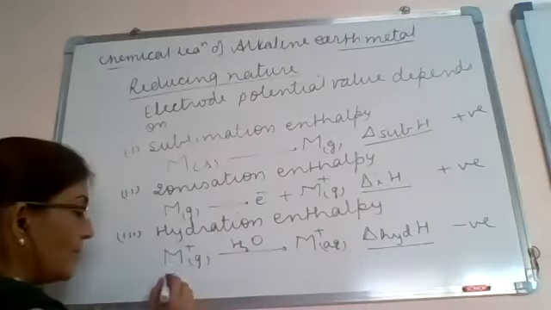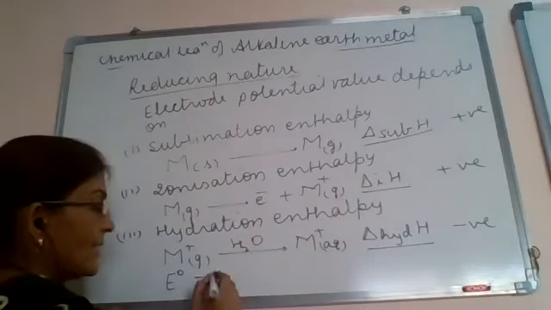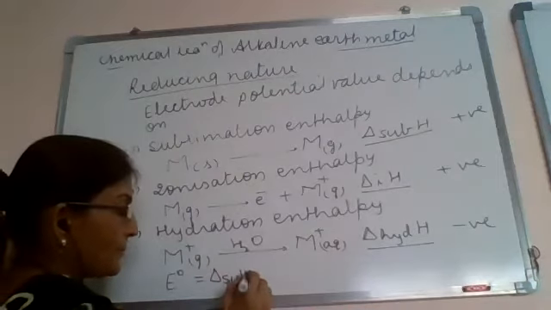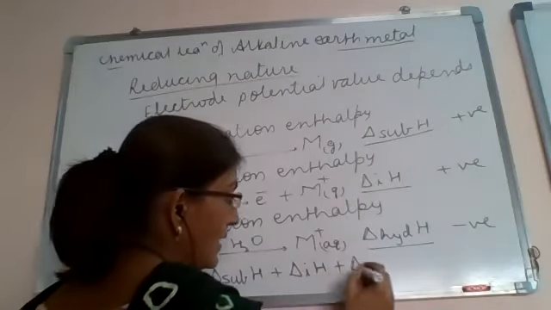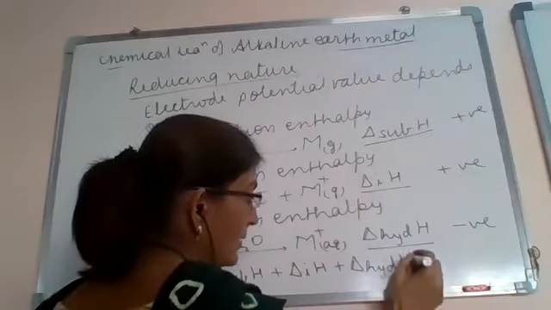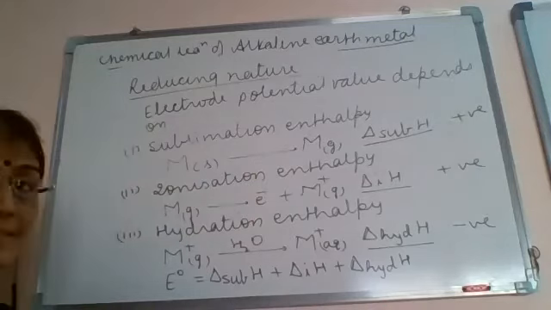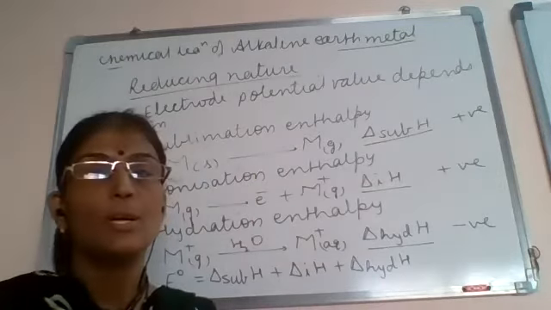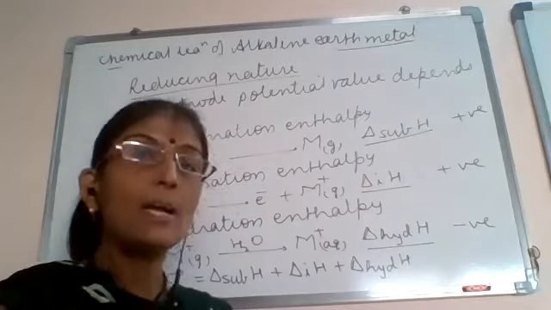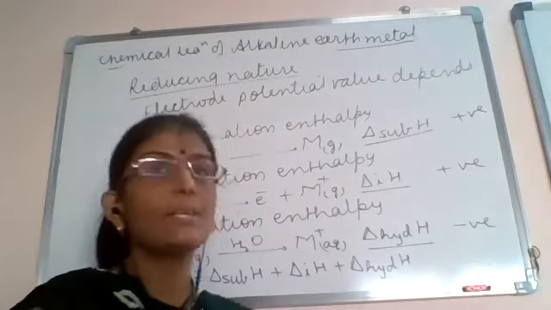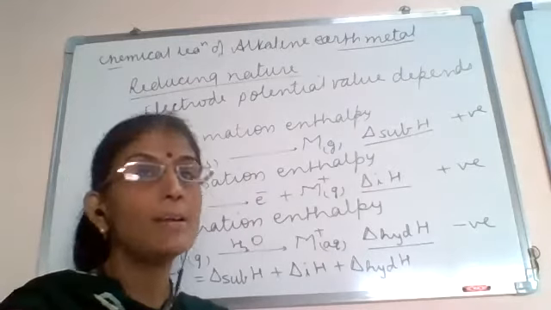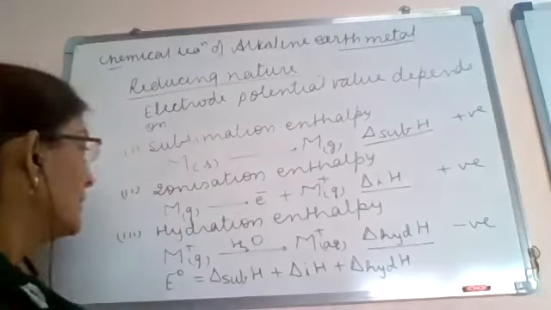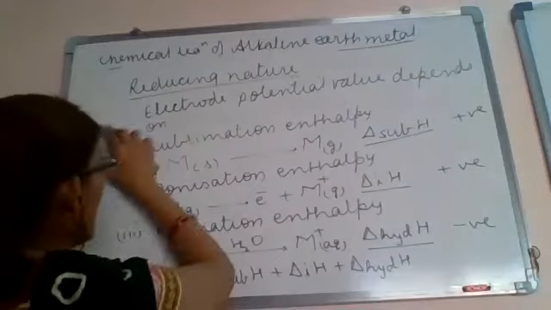The sum of all three is called E naught. That is sublimation enthalpy, ionization enthalpy, and hydration enthalpy. All three together decide the E naught value. The one whose E naught is higher will be the better reducing agent. The one whose E naught is lower will be the weaker reducing agent. Clear? See, I will write it in one step and show you.